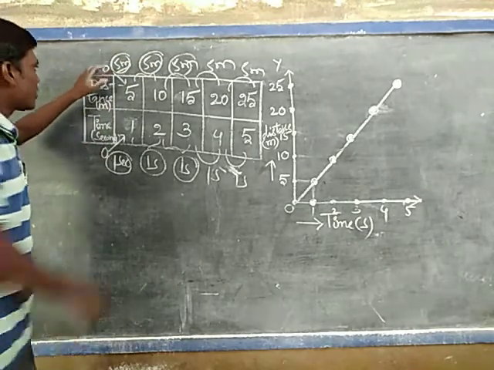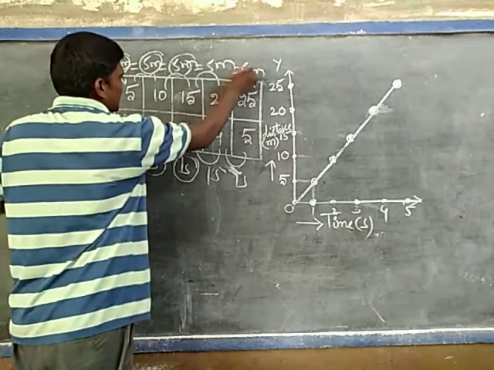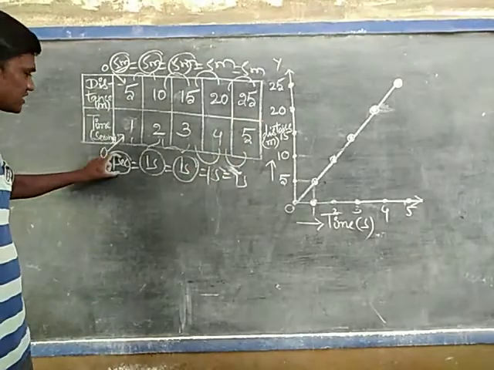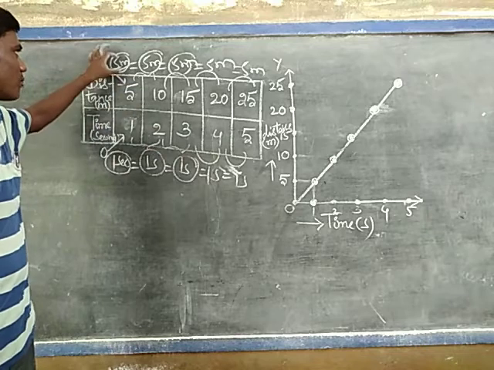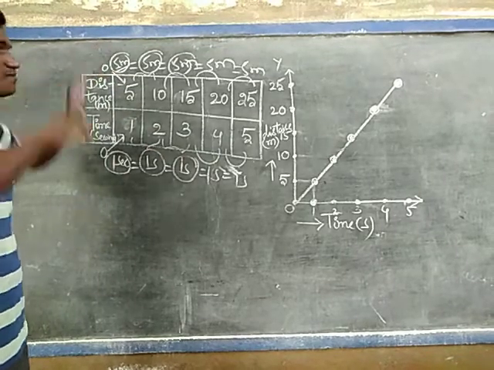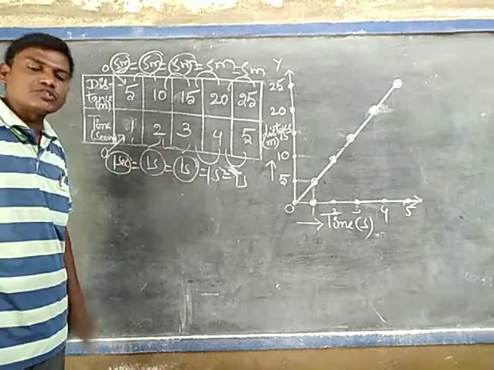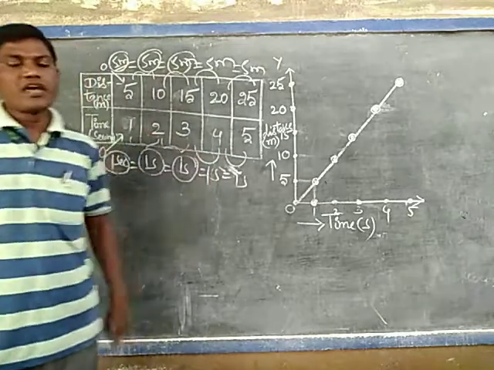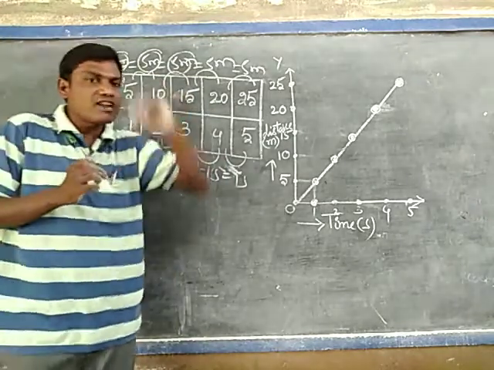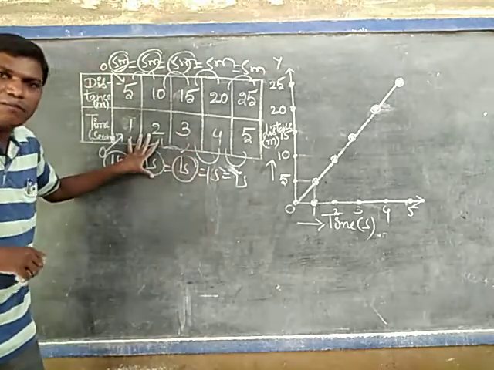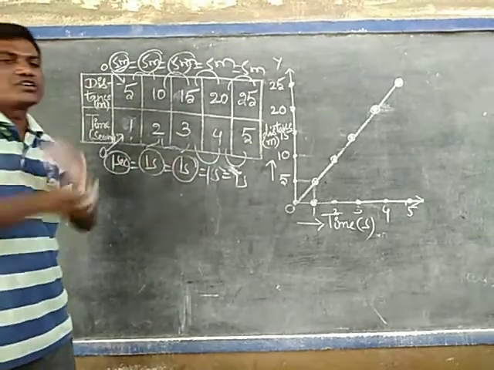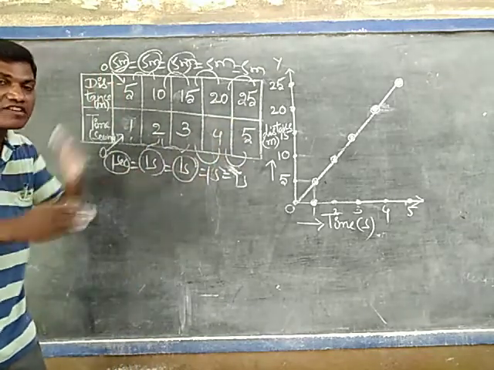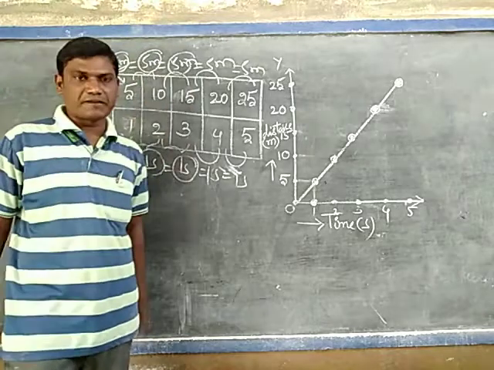Means the body covers equal distances in equal intervals of time, which is nothing but for every 1 second during its journey the body will cover 5 meters distance. Generally, this type of situation happens if a body is moving with constant speed. When your body is moving with a constant speed, at that time only this situation will be possible. Otherwise, if the body is moving with different speeds during its journey, that does not belong to uniform speed; it becomes non-uniform speed.